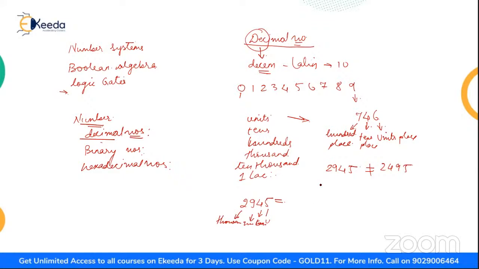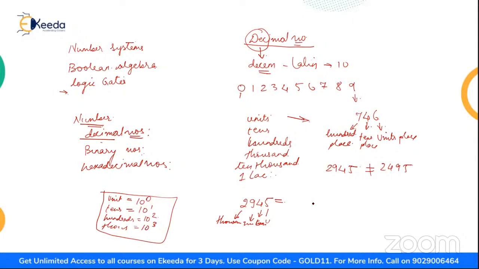So when I say unit in decimal, the base or the radix is 10, so 10 raised to 0, first of all. When I say tens, 10 raised to 1. When I say hundreds, it is 10 raised to 2. When I say thousand, what is it? 10 raised to 3.